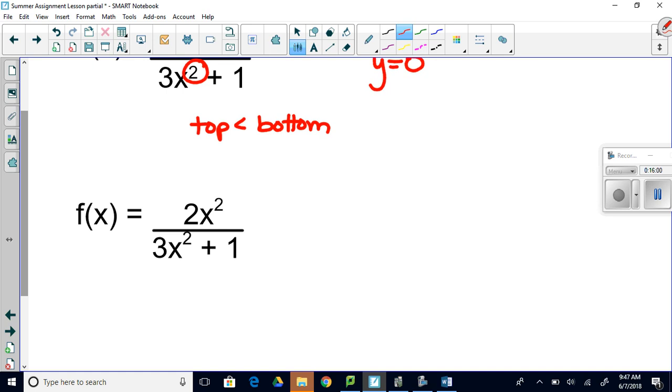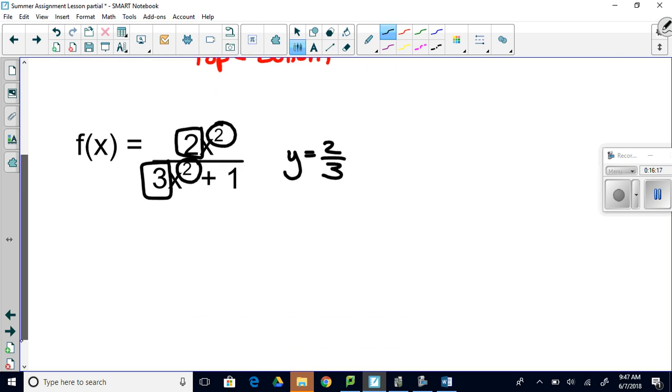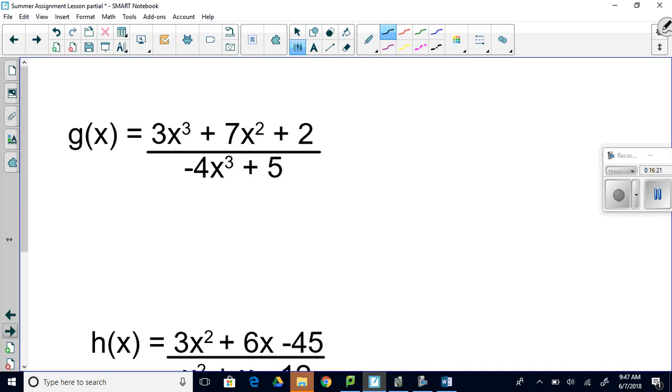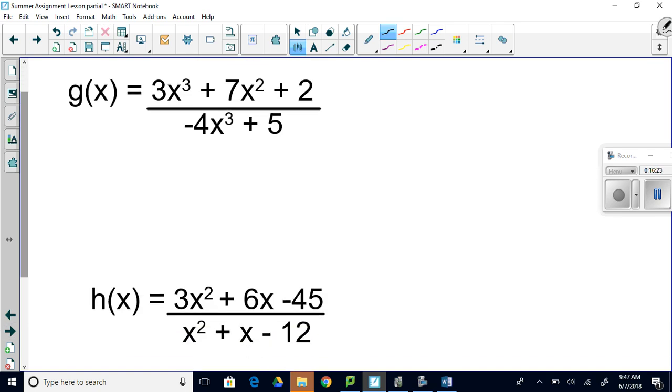Look at the next one. So the exponents are the same. If the exponents are the same, we look at the numbers in front. So we have 2 in front here and 3 in front here. So our horizontal asymptote is y equals 2 over 3. And that would be it for that slide. So I want you to try G and H. Pause me for a second, go ahead and try them, and then come back. All right.